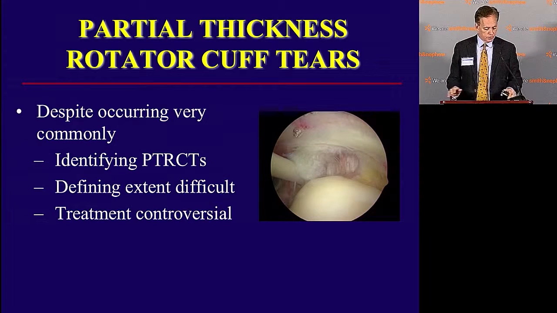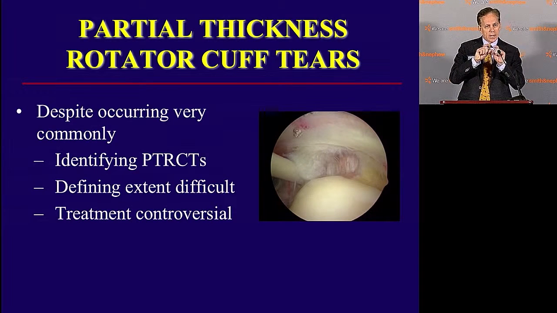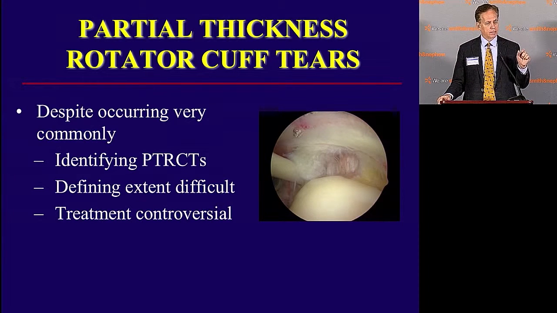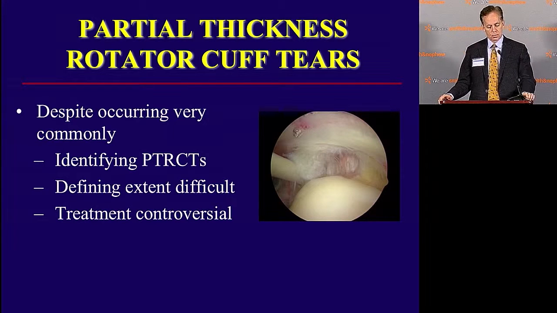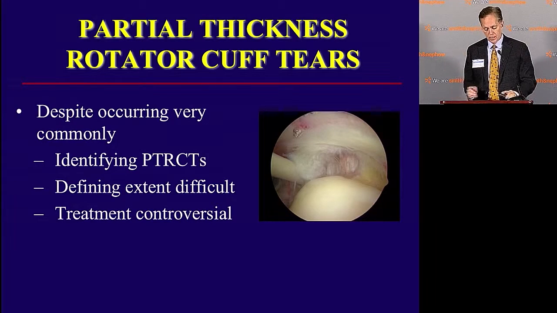Well, partial thickness rotator cuff tendon tears are interesting in part because despite the fact that they occur very commonly, we see them on a daily basis, those of us that do shoulder surgery, identifying those partial thickness tears either with MRI or arthroscopically can be difficult. And even if we adequately recognize the tear, defining the extent of that tear is not easy. It can be much more extensive than it may appear to be on the surface. And finally, if we identify it, if we define it, then we still have controversial treatments regarding what to do with it.